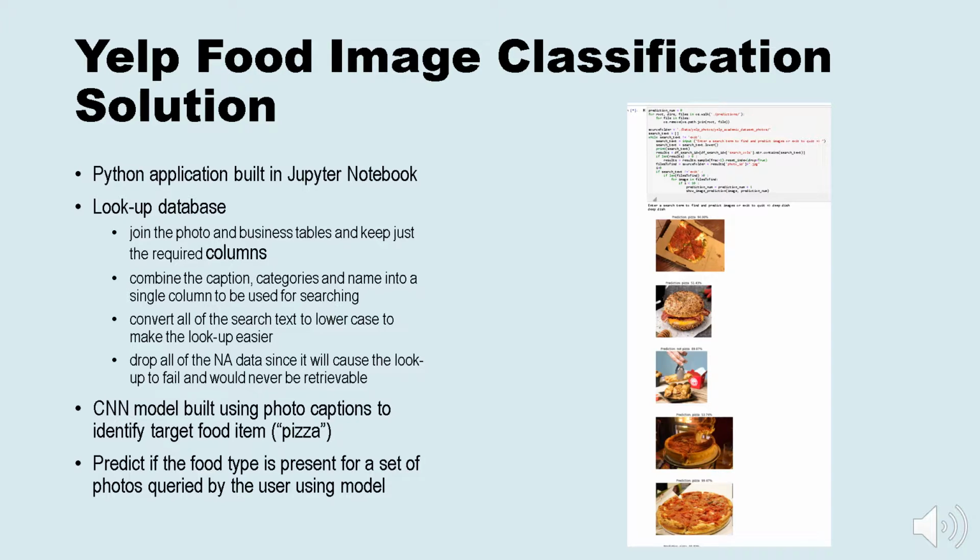The convolutional neural network was built utilizing the photo captions that would identify the target item, in this case pizza. Then the photo was utilized to predict if a food type was present for the photos queried by the user utilizing the model.